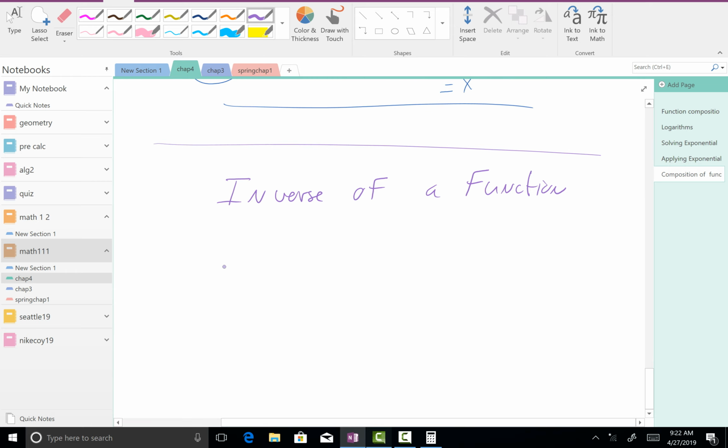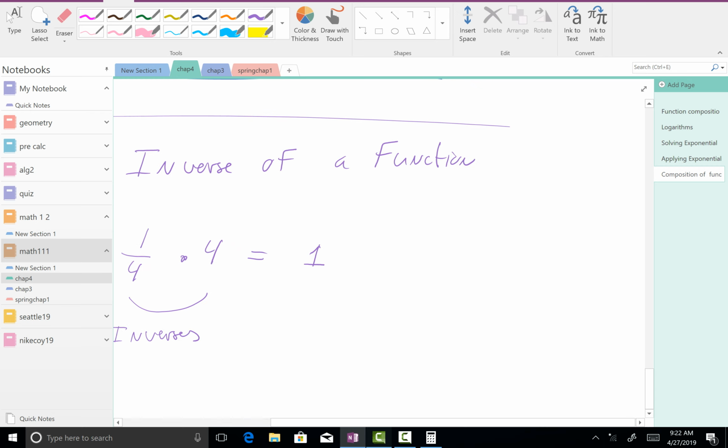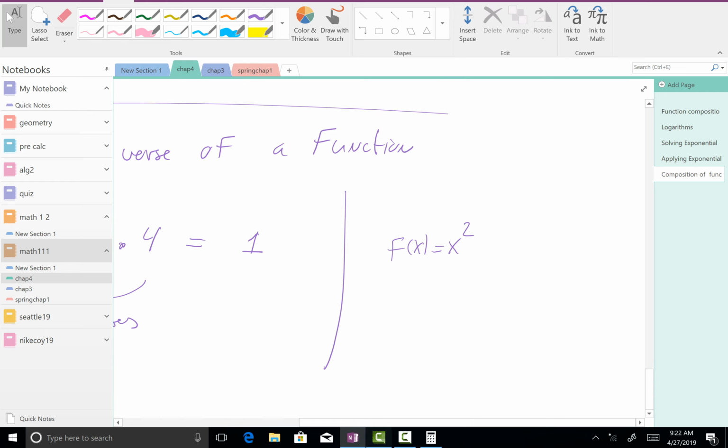Let's think about this for a second. If we have 1/4 and we multiply that by 4, we get 1. In multiplication, we would say that these are inverses of each other. In terms of functions, if we have, say, x squared, and I asked you what do you think the inverse of that is? What would you say? A square root. Okay?